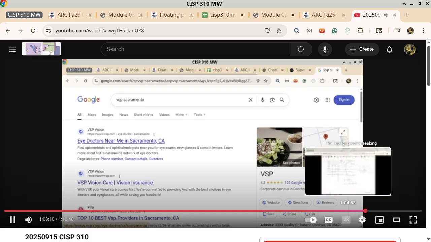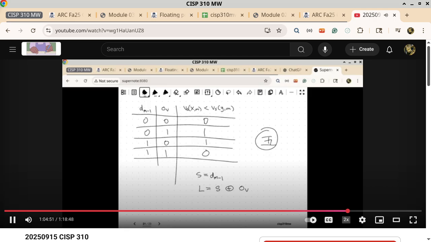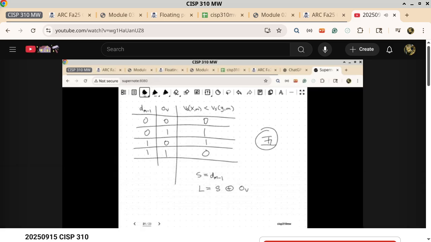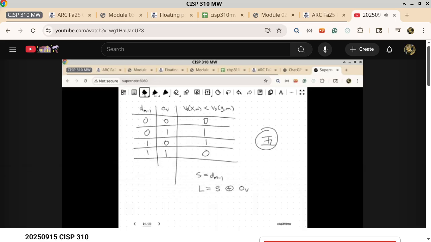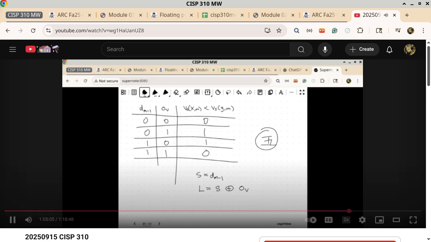I spent a lot of time talking about VSP, which I think is kind of important. But we did talk about everything that we need to talk about in binary comparison. So in today's class, we can move forward to talk about floating point numbers.